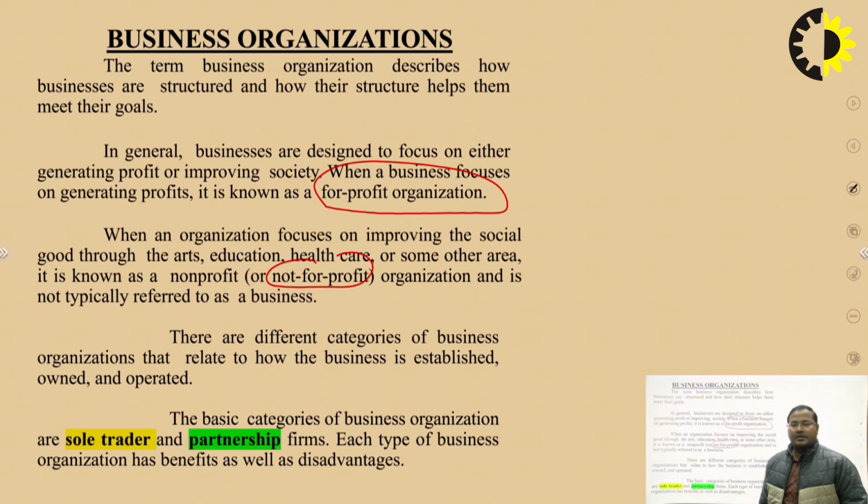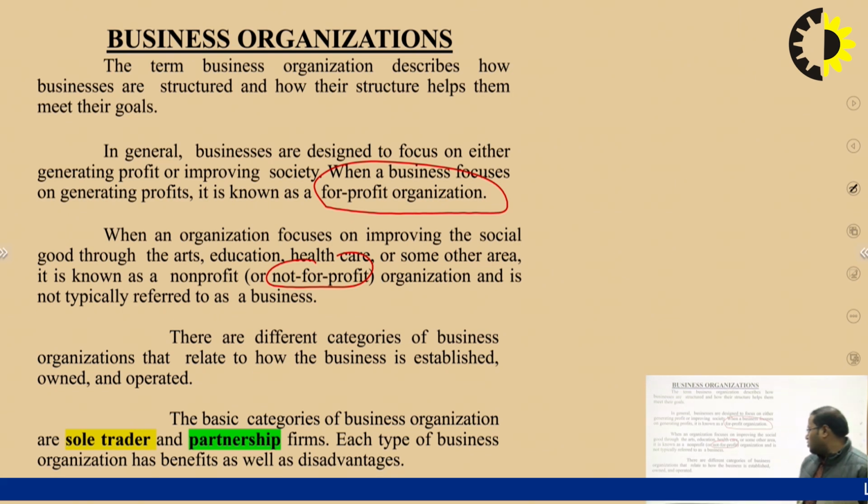There are different categories of business organization that relate to how the business is established, owned, and operated in India. The basic categories of business organization are sole traders and partnership firms. Each type of business organization has benefits as well as disadvantages, which I will discuss later in the next PPT.